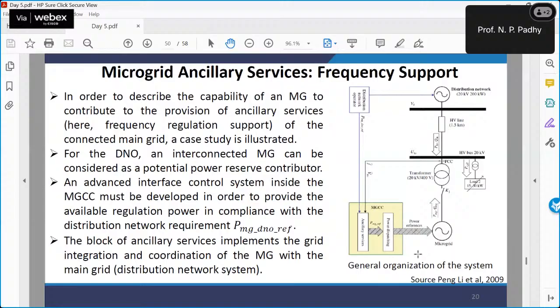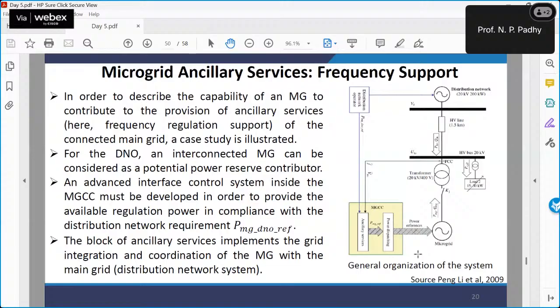Could you imagine? If I send a message to mobiles saying, come on, switch on your UPS, any peak can easily be resolved. Are you getting the point? So that is what the frequency support of the system is all about. So these microgrids can help that. An advanced interface control system inside the microgrid control must be developed in order to provide the available regulation power in compliance with the distribution network requirements. Instead of sending a mobile message to operate, we can have an automated system deciding when to react and when not to react.